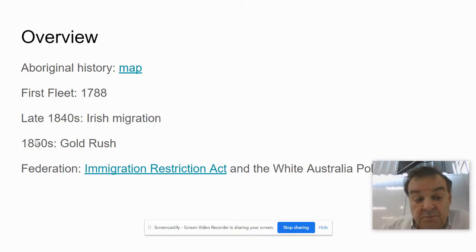Also at a similar time, in the 1850s, you have the gold rush, largely in Bendigo and Ballarat in Victoria. Again, there's massive migration from Europe. Some come from America to mine that gold. And a lot of them stay here in Australia, in Victoria, and some parts of New South Wales as well.